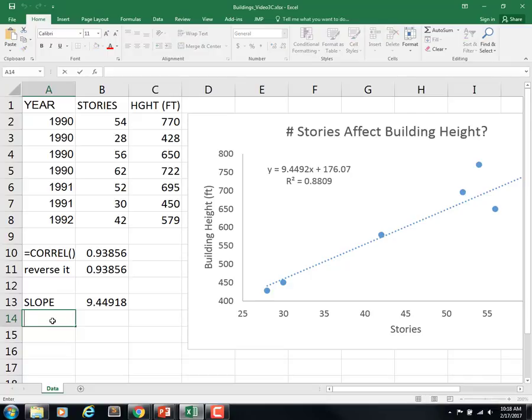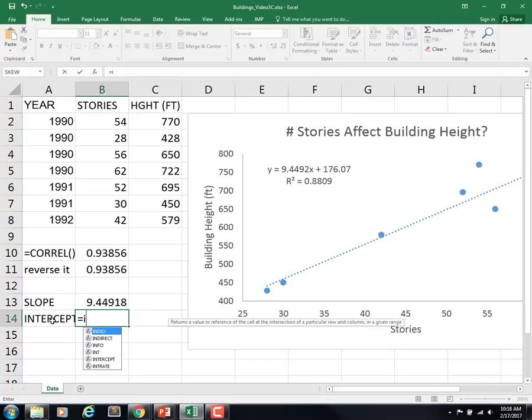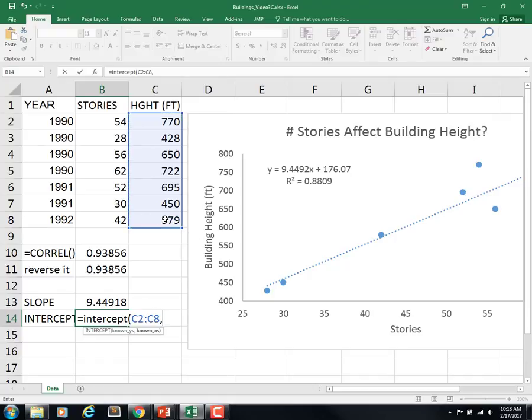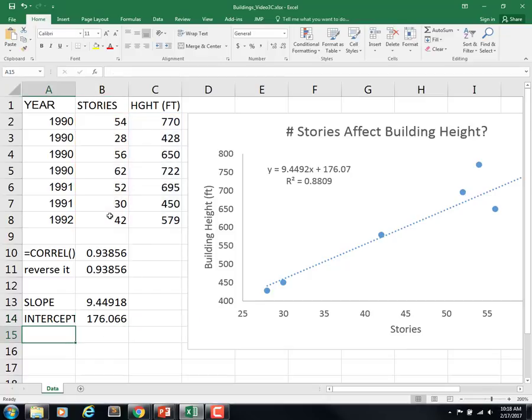And then to get the intercept, we can just use equal intercept. And again, it wants the y's first, the dependent variable, the thing we're trying to predict, the response variable. And then the x's, the independent variable next, 176.066. Right? So we get the same thing using these equations as we got from there.